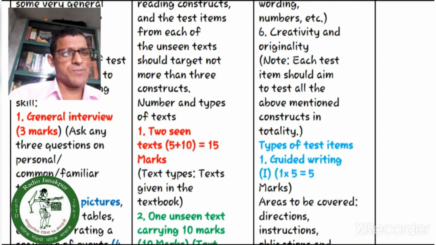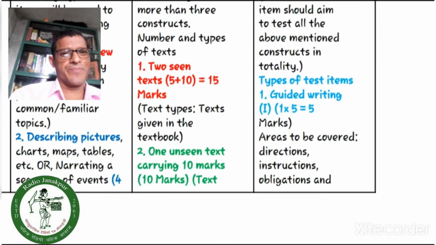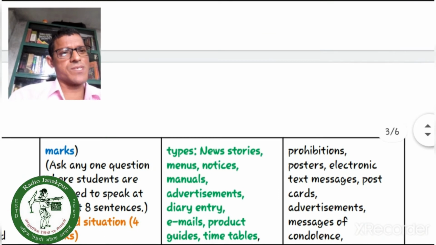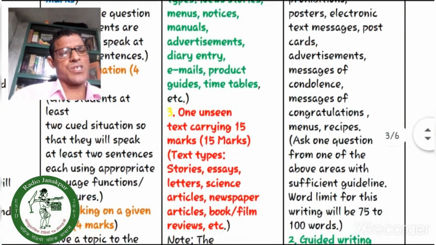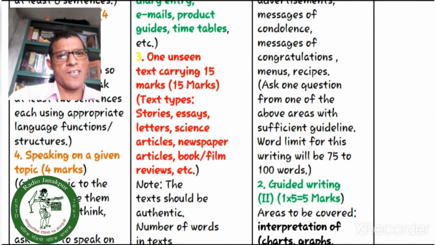The first guided writing covers 5 marks, where you write about direction, instruction, obligation, sometimes prohibition, poster, etc. You should do this type of writing.